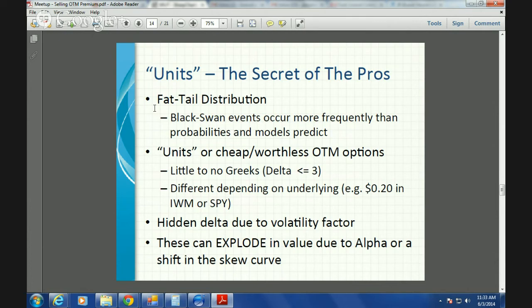So when you've loaded up on a few of these options and you have a few of these units added to your position, which costs you very, very little money, especially in the case of the IWM or the SPY, you're talking 20 cents an option. That's very cheap.